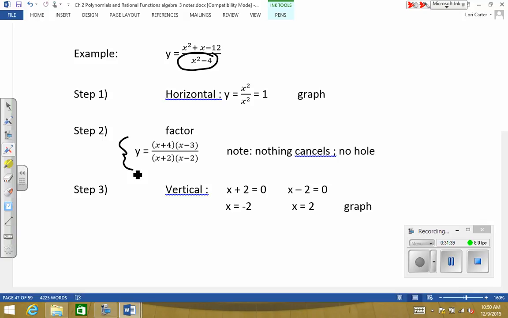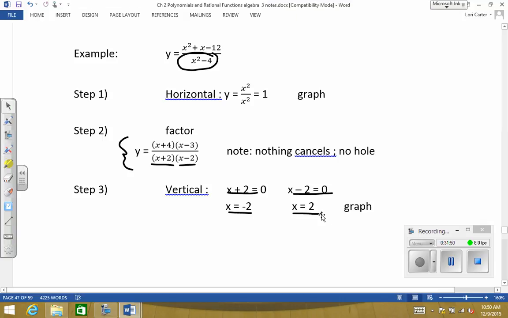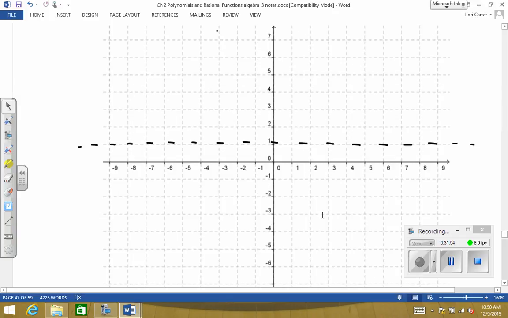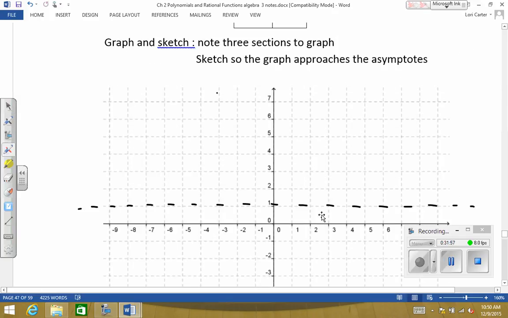Now I have 2 factors left on the bottom, which means I have 2 verticals. You set x plus 2 and x minus 2 equal to 0. So I have negative 2 and 2 for my verticals. Everybody ready? Okay, so go back to your graph. Put in negative 2 and 2.